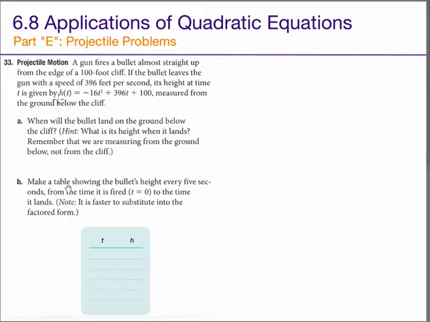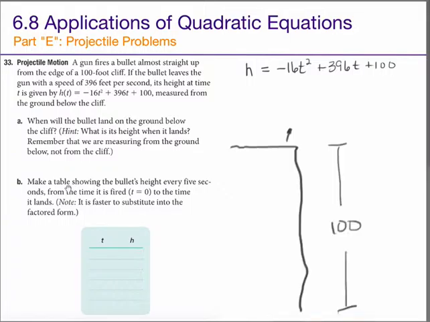Once again, the formula is given. H for height. Height equals negative 16t squared plus 396t plus 100. Let's make a couple of observations. I've drawn a quick sketch of the scenario. Here's a cliff 100 feet tall. Here's ground level down here. So at this point here, h equals 0. The bullet is being fired from a gun up here.